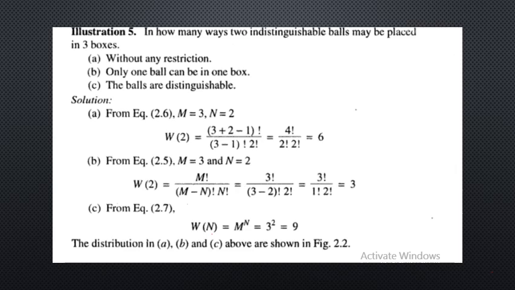The last condition is that the balls are distinguishable. This part can be solved by applying equation 2.7, which is Wn is equal to m raised to the power n. M is equal to 3 and n is equal to 2. So putting the value of m and n, the equation is 3 raised to the power 2, which gives the answer 9. The distributions in A, B and C above are shown in the next slide.